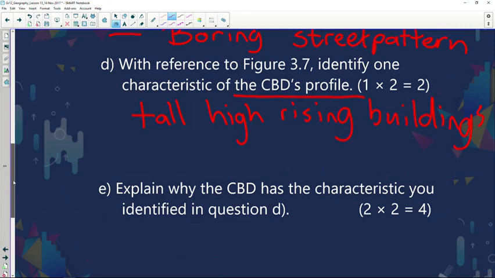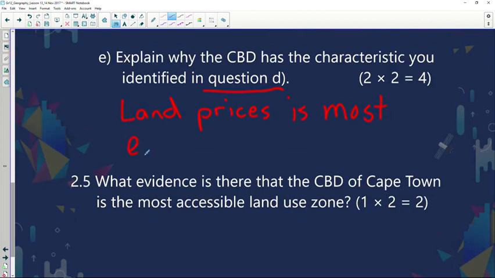explain why the CBD has the characteristic you identified in question D. The answer to the question above is because the land prices are most expensive in the CBD.